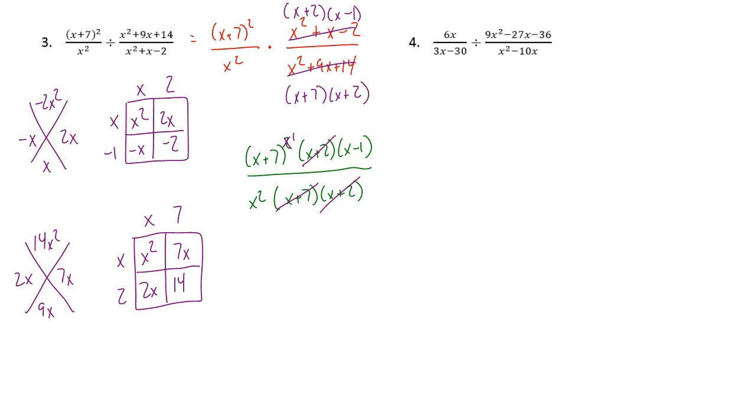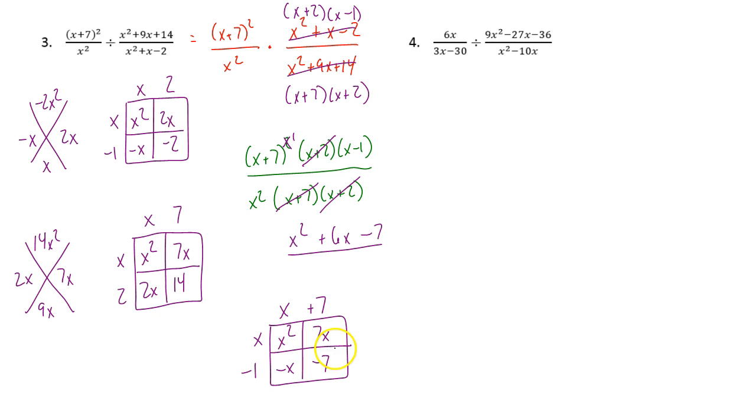So what we would have if we use the box method in the numerator is we'd end up having x squared. Now 7x minus x would be 6x, minus 7 in the numerator. And in the denominator, we would just have an x squared. So that would be your answer. Hopefully you got that right, or hopefully you were able to do most of that problem on your own. Okay, let's try the next one.